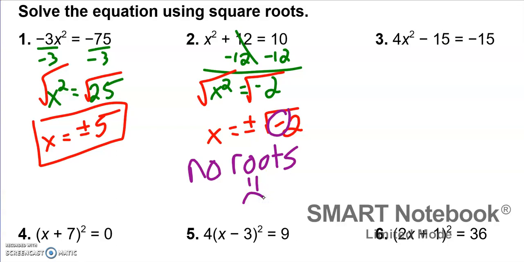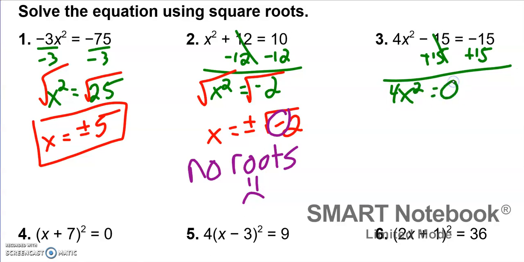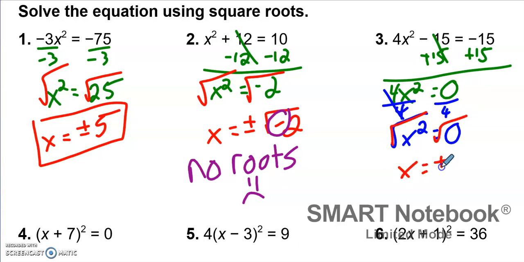So this is going to have no roots. For number 3, let's see what happens. If I want to get the x squared by itself, I've got to add 15 first. So I get 4x squared is now equal to 0. If I want to get that x squared by itself, I've got to divide by 4. I get x squared is equal to 0. Now to get the x by itself, I have to take the square root. So I get x is equal to plus or minus 0, but it's really just 0. You feel me so far?